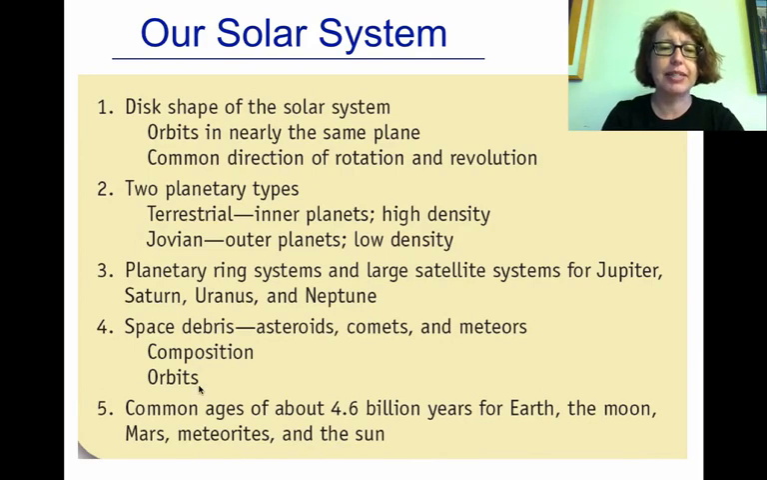We've also talked about the leftovers, right? Our asteroids, our comets, our meteors, all of that good stuff. Okay, these leftover bits are kind of the remnants of what was going to go into the big planets that are out there. And then, of course, we have the common age of everything. If it was all made at the same time, it should have the same age. Just makes sense.